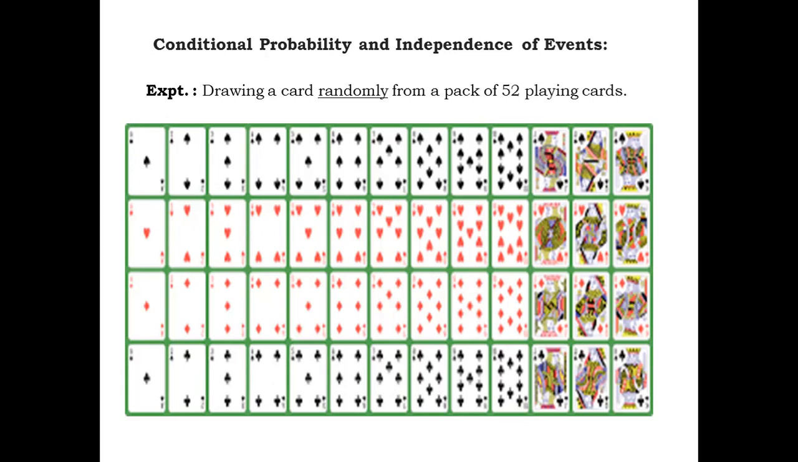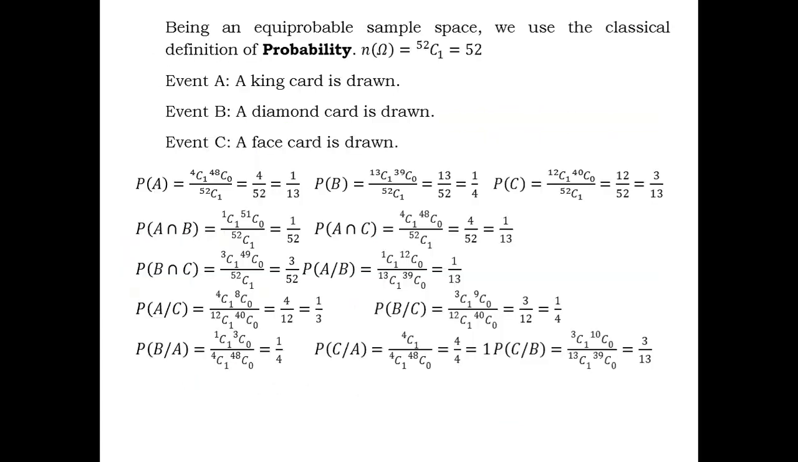So to understand this in a better way, quickly we are going to take this example: drawing a card randomly from a pack of 52 playing cards. So these are the 52 cards. There are 4 suits, each containing 13 cards: heart, spade, diamond, and club. These are the 4. Ace, 2, 3, up to 10, and then jack, queen, king. So these are 52.